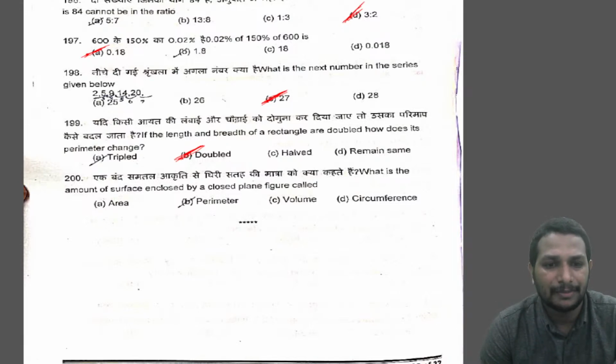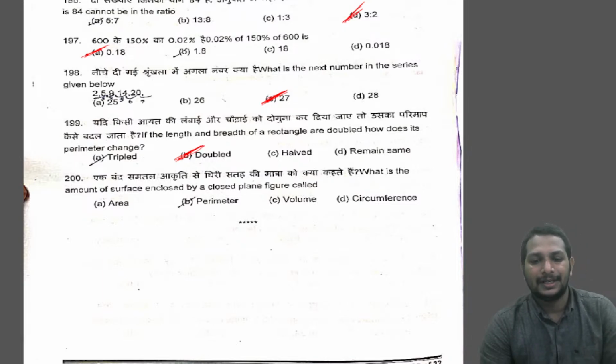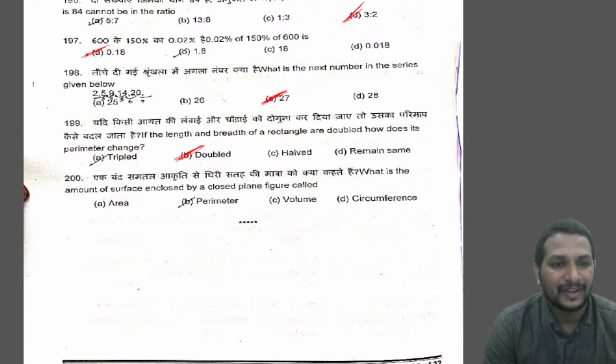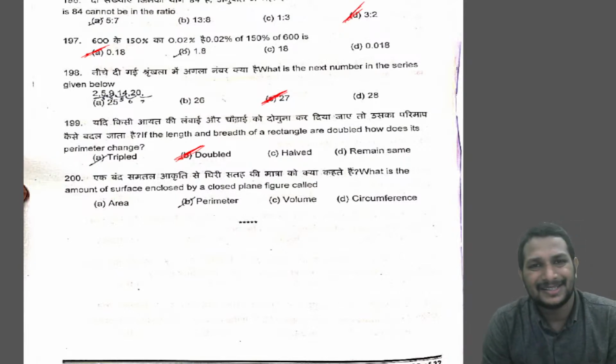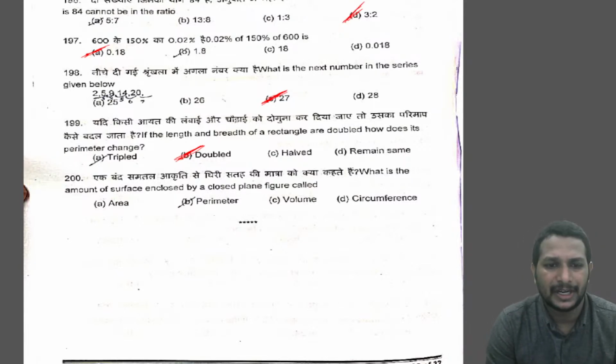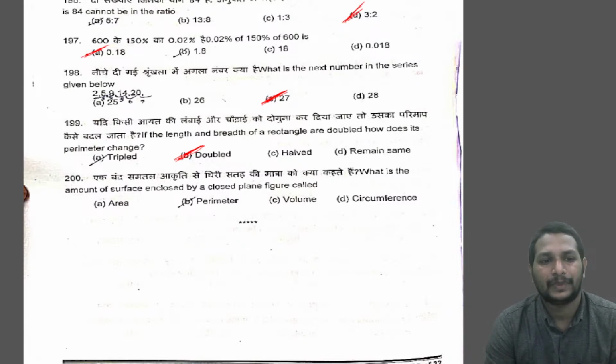Question number 200, the last question. What is the amount of surface enclosed by a closed plane figure called? The amount, as they mentioned, might be a mass or a volume, right? According to the options, it is not volume. The area is nothing but the surface, the space occupied.